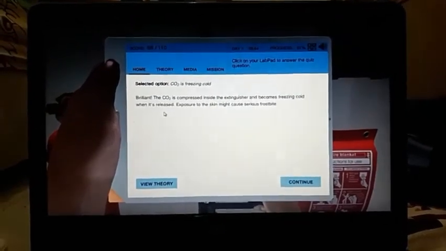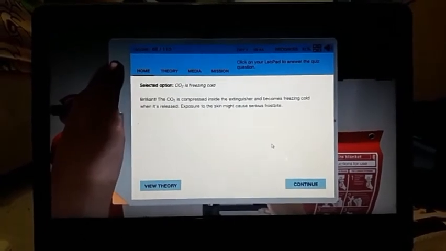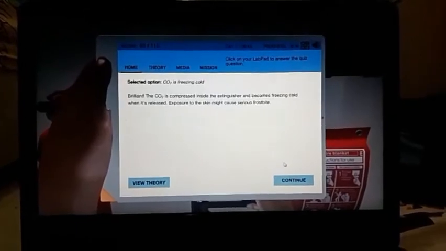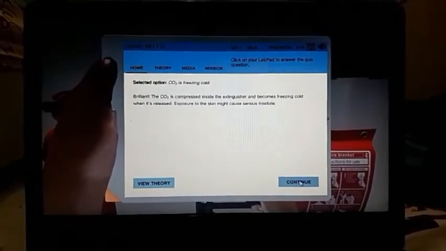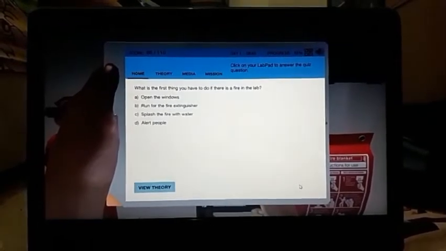Brilliant. The carbon dioxide is compressed inside the extinguisher and becomes freezing cold when it's released. Exposure to the skin might cause serious frostbite. What is the first thing you have to do if there is a fire in the lab?